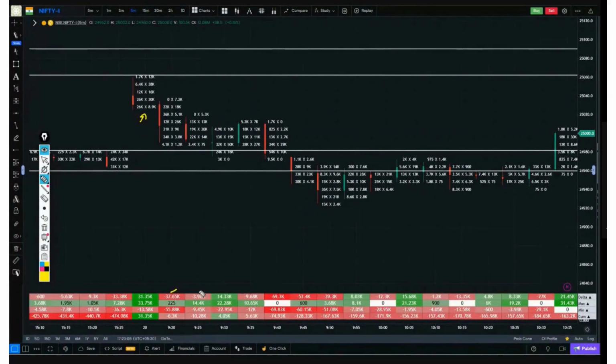First, we will read the delta. Then we will read the footprint. With the help of delta, we will read the footprint. Now see, there is good volume in the first candle. In the second candle also, there is good volume and good delta. There is good volume in this candle as well, and in this candle too.